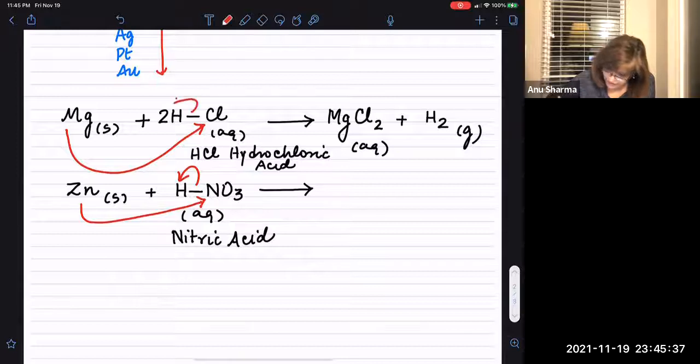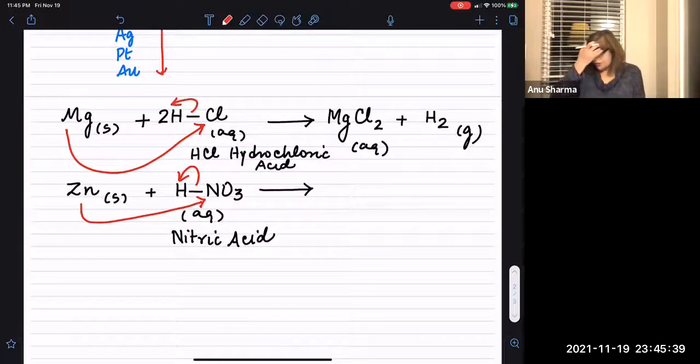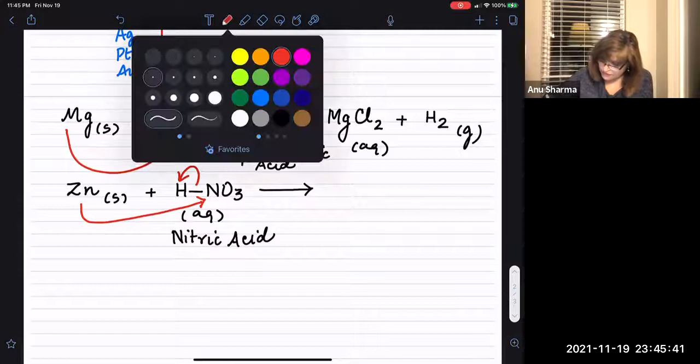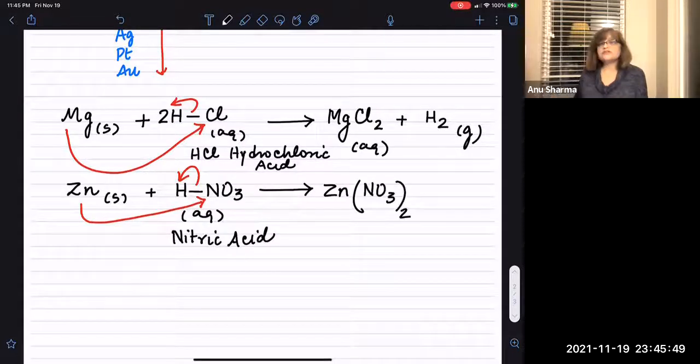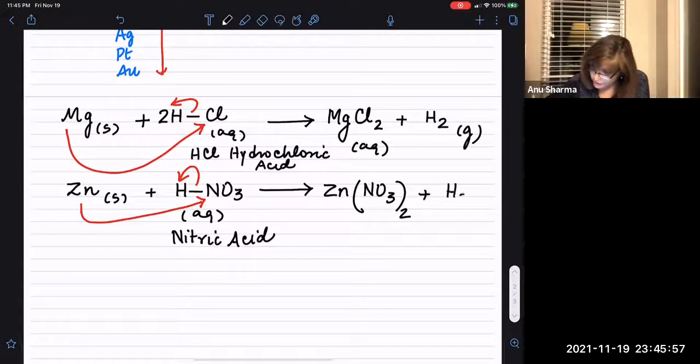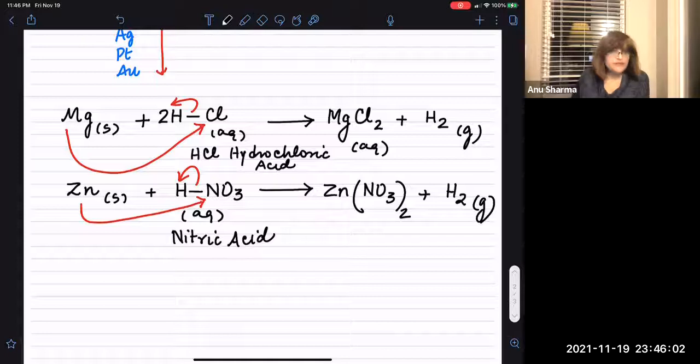So this bond is now with H2. Same thing, this is going to give you Zn(NO3)2, because zinc has a +2 charge and nitrate has a -1 charge. So that's the formula, plus hydrogen as a gas. This hydrogen gas is seen as bubbling.